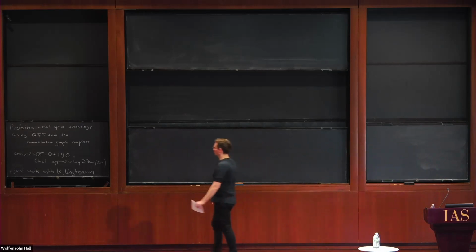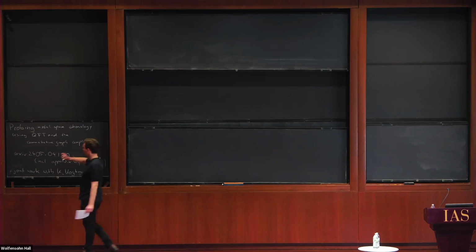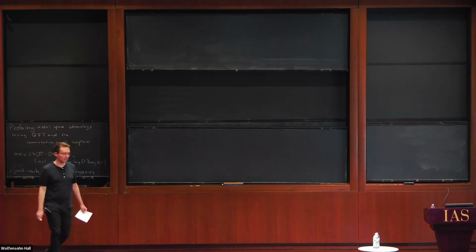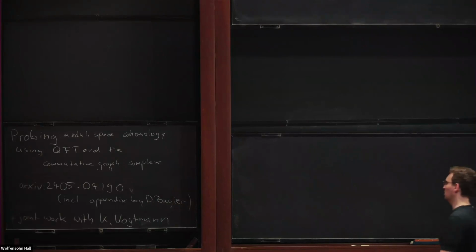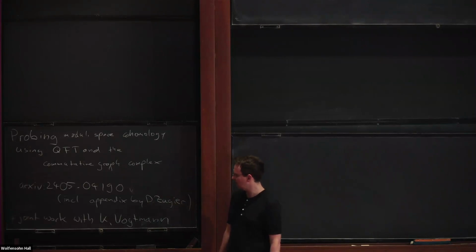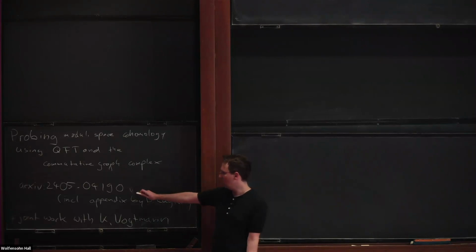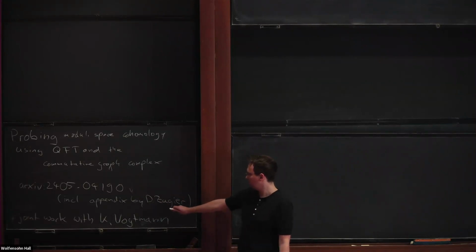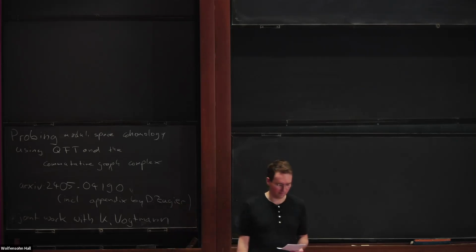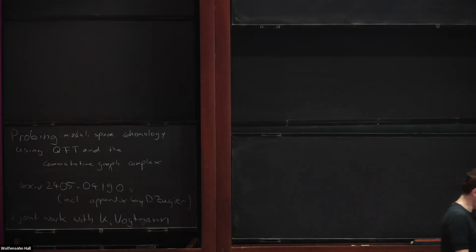So I'm going to talk about using quantum field theory methods to say something about the cohomology of moduli spaces, and specifically about the moduli space of curves as one example. This is based on a paper from earlier this year, and Don Zagier kindly contributed an appendix to this paper. I also want to mention related joint work with Karen Vogtmann on this.